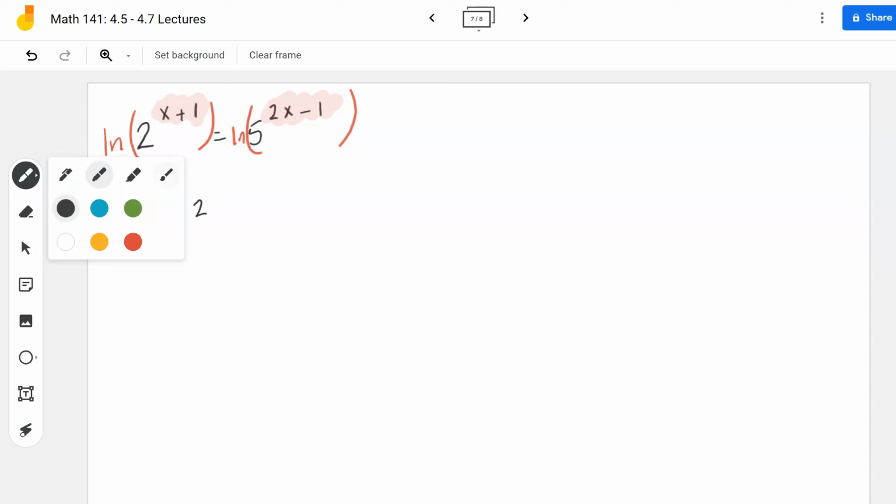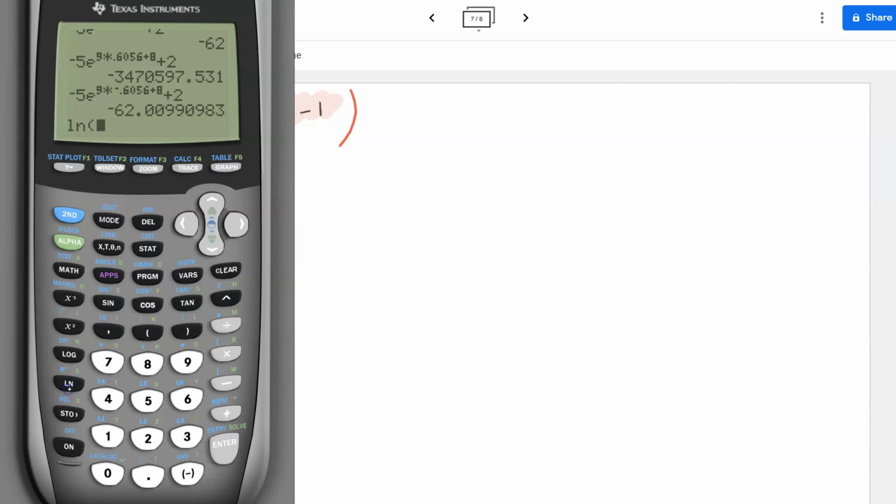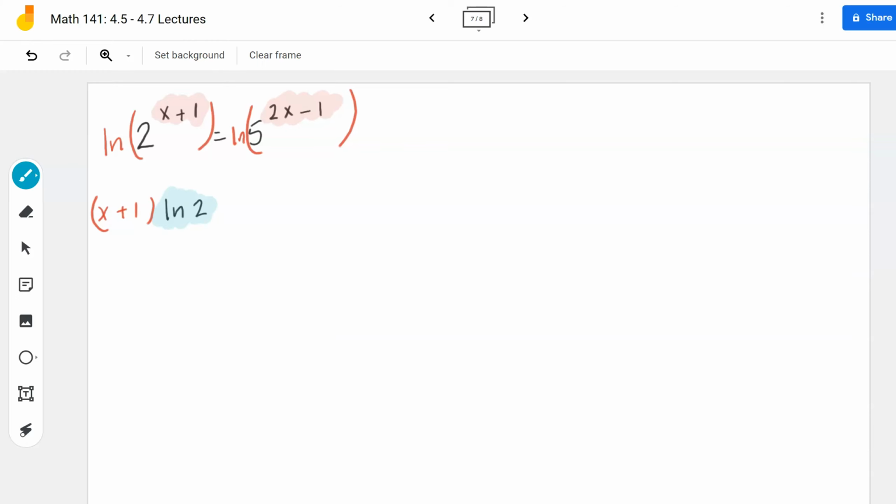And here's where we have to know and be cognizant that the ln of 2 is just a number, right? It's some weird decimal number, but the ln of 2, I can type that into my calculator. There it is. It's 0.693. So it is just a number. And then we'll do the same thing with the other side of this.